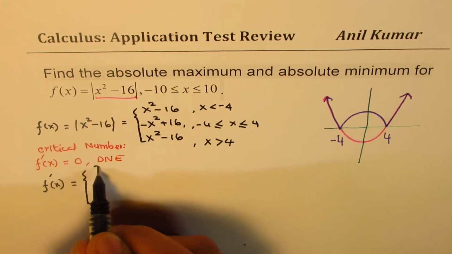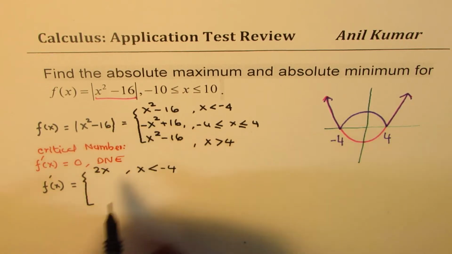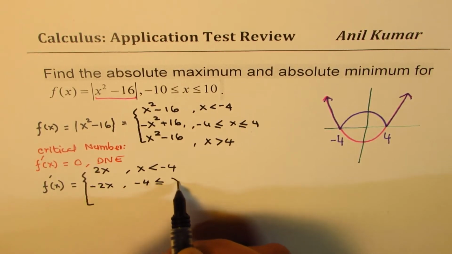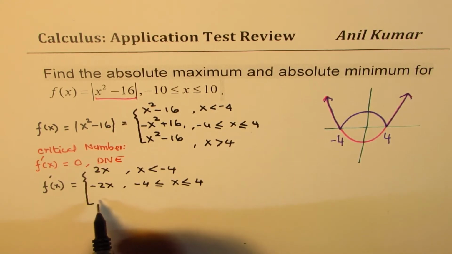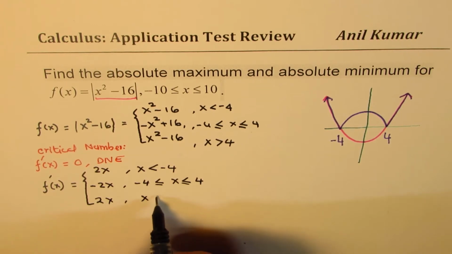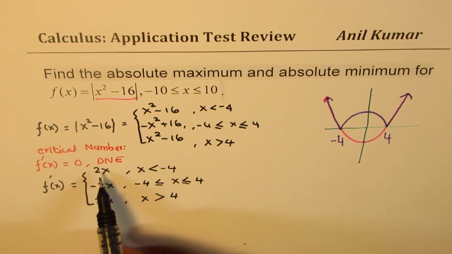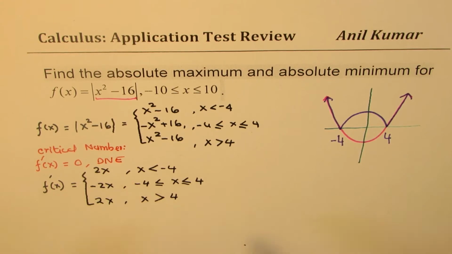So here it will be 2x, correct? So it is 2x when x is less than minus 4. And in this case, it is minus 2x when x is between minus 4 and plus 4, where we are including both limits in the center portion. And it is equal to plus 2x when x is greater than 4. Correct? Now, when are they 0? That is what you have to figure out. Now you can clearly see that in either case the derivative is not defined.